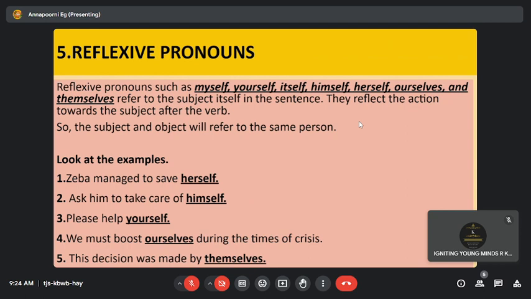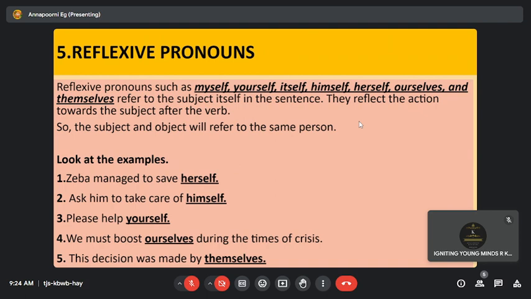Okay. So next is reflexive pronouns. Reflexive pronouns are myself, yourself, itself, himself, herself, ourselves, and themselves. So here, myself: I did the work myself. It means nobody helped me. You have to do it yourself. It means you only should do it. Nobody will help you.